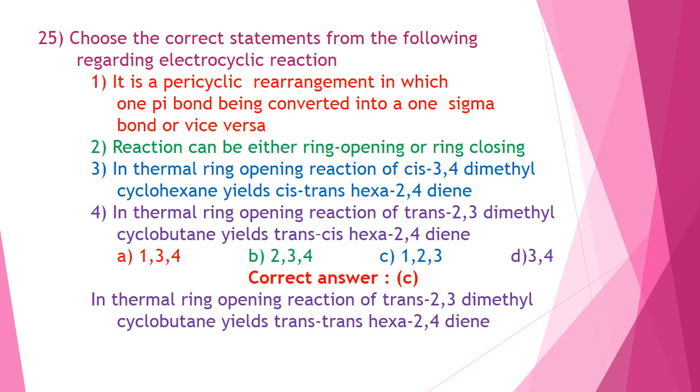trans,cis-hexa-2,4-diene. It is wrong. Therefore, the statements 1, 2, 3 are correct. Therefore, the correct answer is option 3. For this wrong statement, the correct statement is: in thermal ring opening reaction, trans-2,3-dimethylcyclobutene yields trans,trans-hexa-2,4-diene.